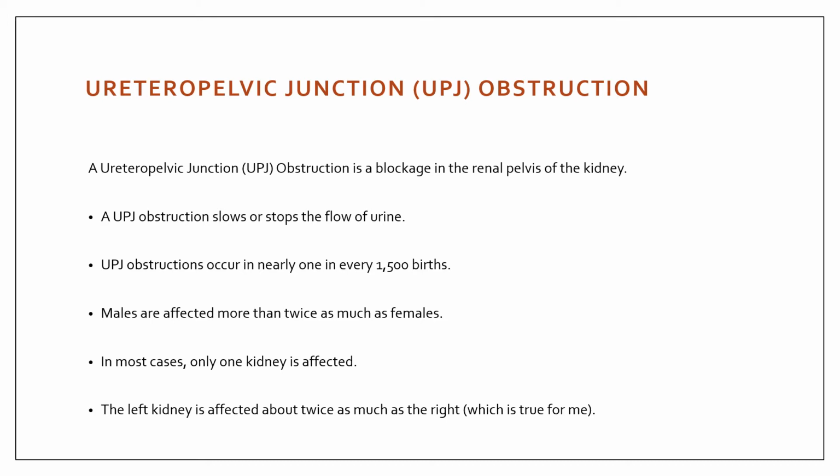So the UPJ obstruction is what stops or slows the flow of urine out of the kidney and into the bladder. That can cause urinary tract infections, kidney stones, and even sometimes stent growth in an infant. UPJ obstructions occur in nearly 1 in every 1,500 births, and males are affected more than twice as much as females. In most cases, only one kidney is affected, and that kidney is typically the left kidney, which is true for myself.